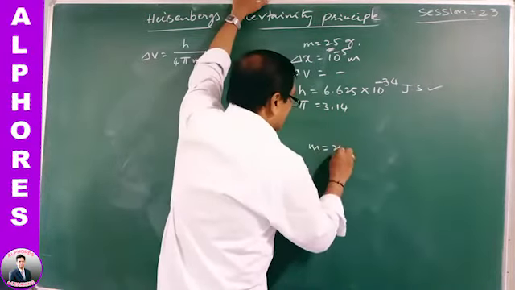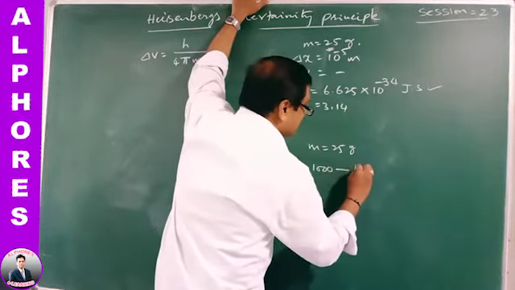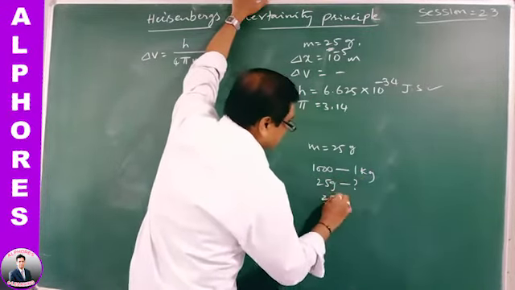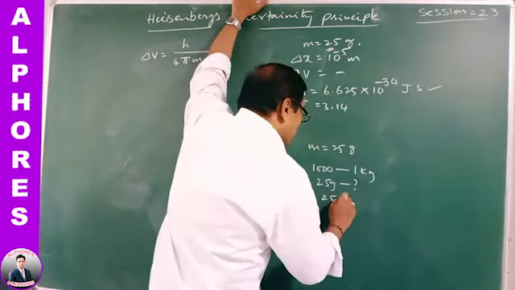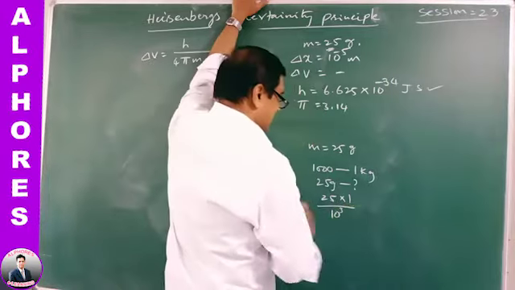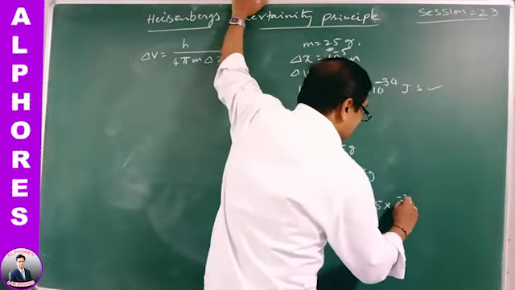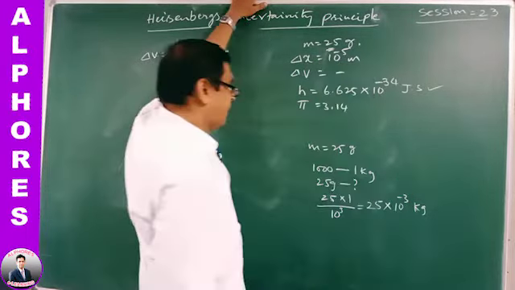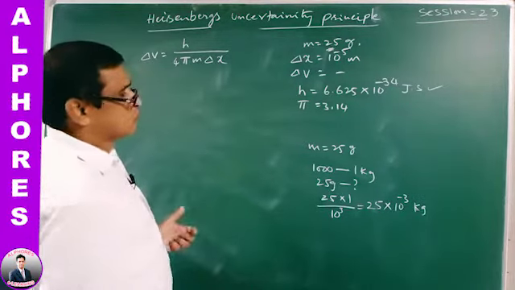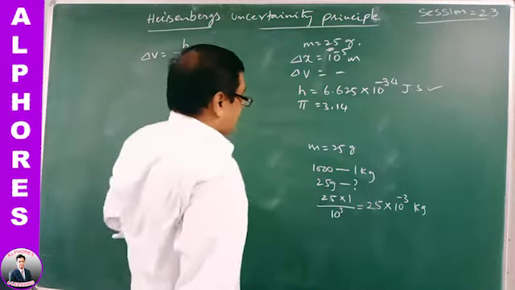Mass is equal to 25 grams. Then 1000 grams is equal to 1 kg. So 25 grams is equal to how many kgs? 25 into 1 by 1000, that is 10 to the power 3. Therefore, it is equal to 25 into 10 to the power minus 3 kg. So the grams is converted into kg.